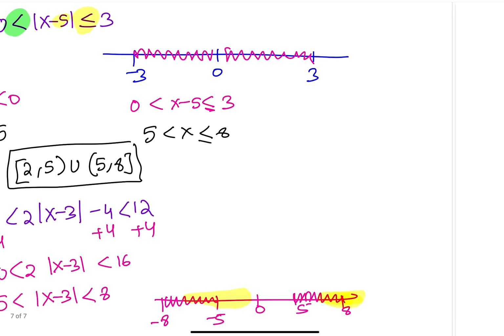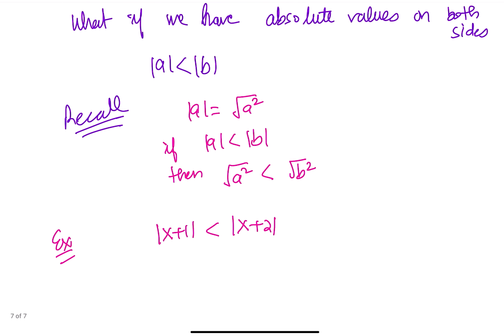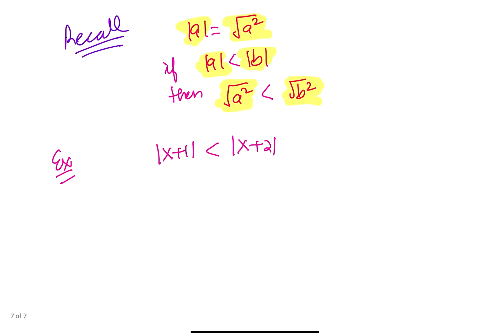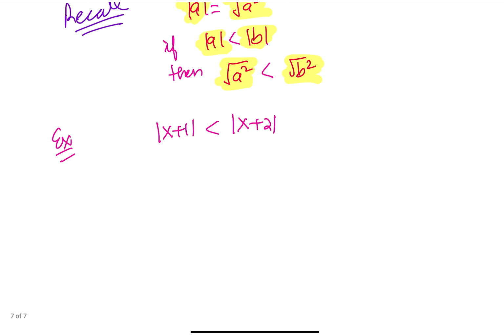Right, another example. Now, what if we have absolute value on both sides in a compound inequality? Remember a property of numbers, the absolute value of a is equal to the square root of a squared. So if absolute value of a is less than absolute value of b, that means the square root of a squared is less than the square root of b squared, and we can use that property here to solve these inequalities. So here's my first example. Absolute value of x plus 1 is less than absolute value of x plus 2.